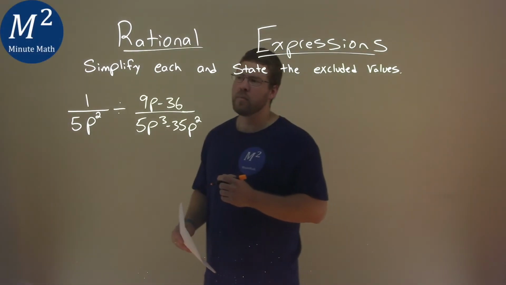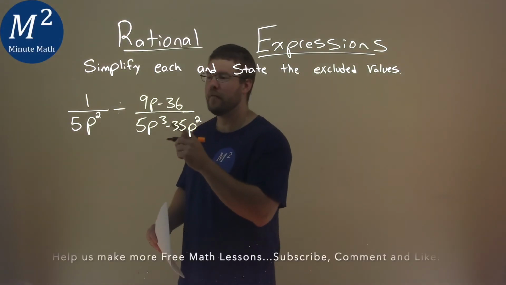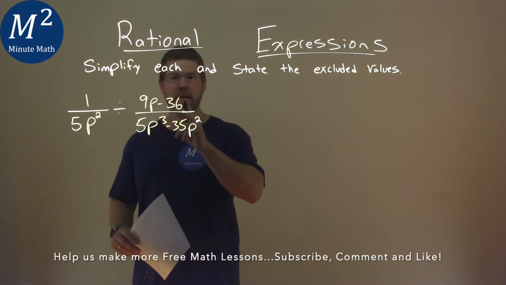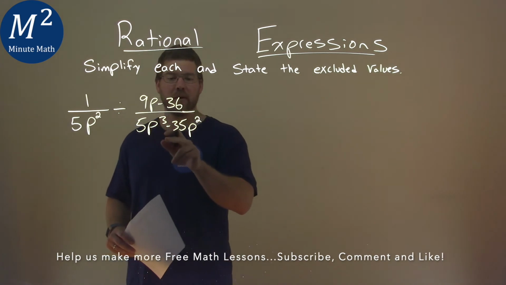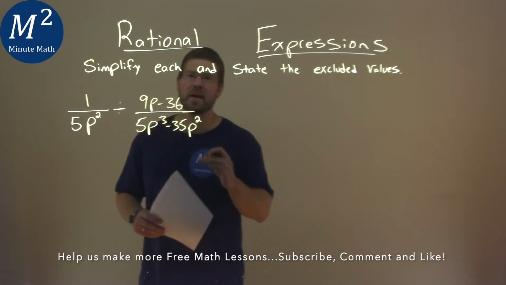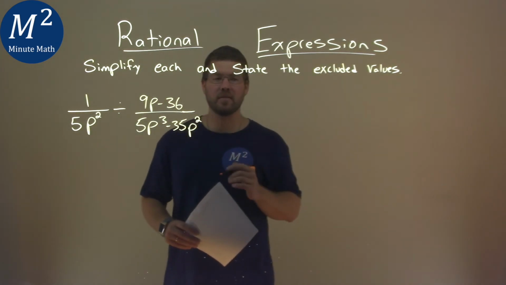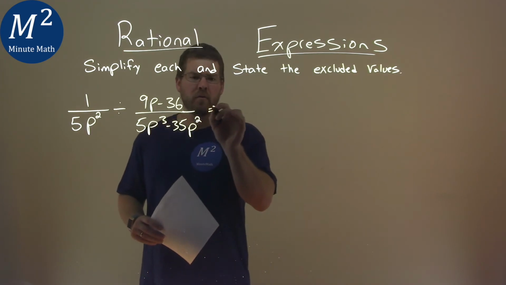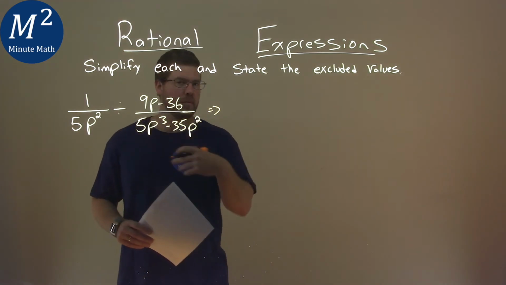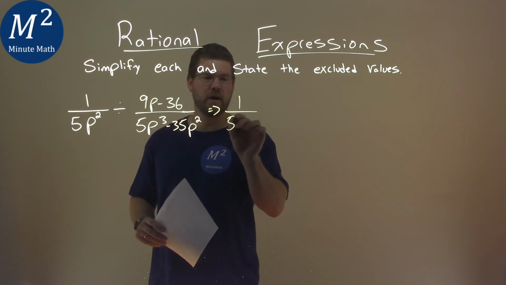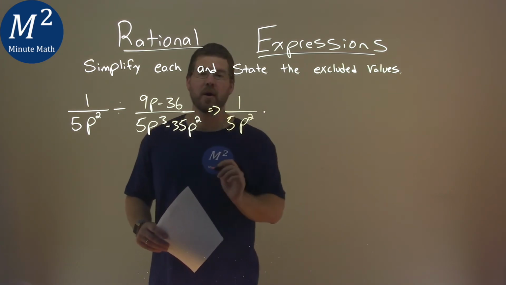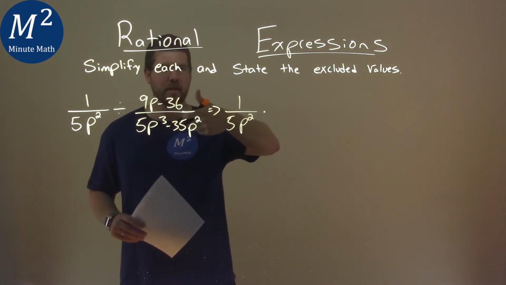We're given this problem right here, 1 over 5p squared divided by 9p minus 36 over 5p to the third power minus 35p squared, and we need to simplify this and state the excluded values. Well, first thing is, I don't like to see a division with a rational expression, so let's make that multiplication. We have 1 over 5p squared, and we're going to multiply now, and we're going to flip this fraction.